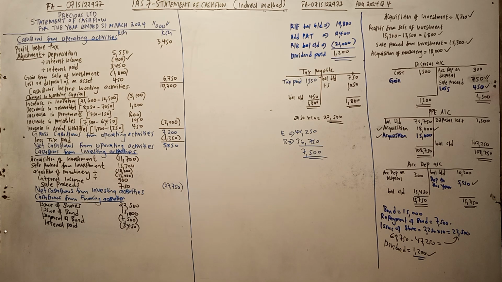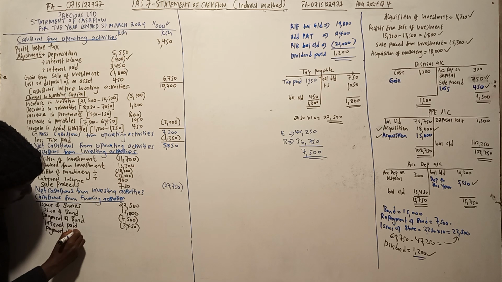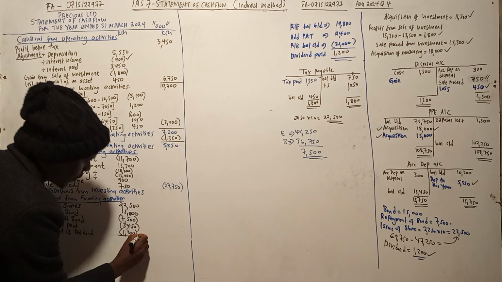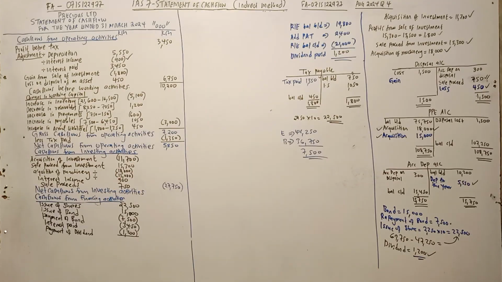payment of dividend. So the last item to consider is payment of dividend. The guy told us that they paid 1,200. I think watuambia. So they said the dividend that was paid was 1,200. So that dividend is paid.